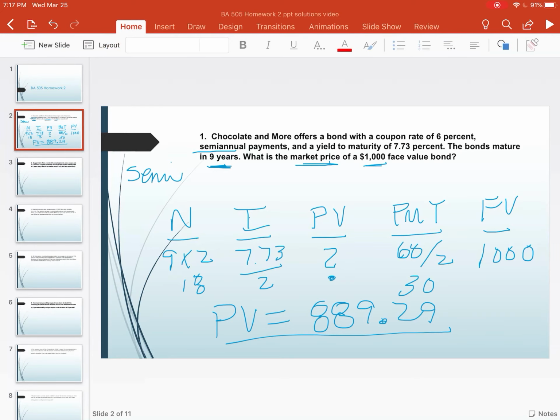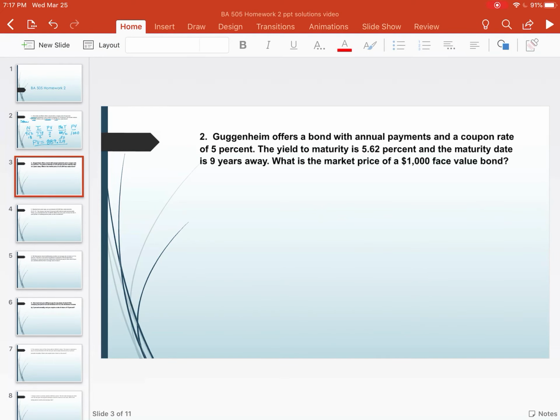When we move to the next problem, we're going to have a similar problem, but a little bit has changed, but not much. So let's work through this problem too, okay? So Guggenheim offers a bond with annual payments and a coupon rate of 5%. So we're not having semi-payments, we have annual payments, okay? So the coupon rate is 5%.